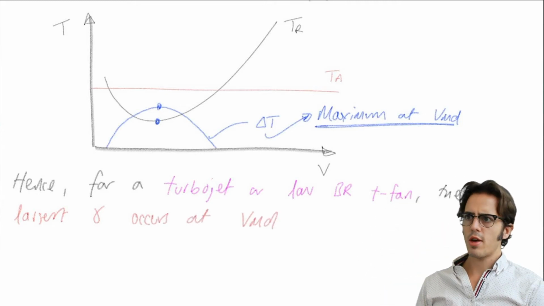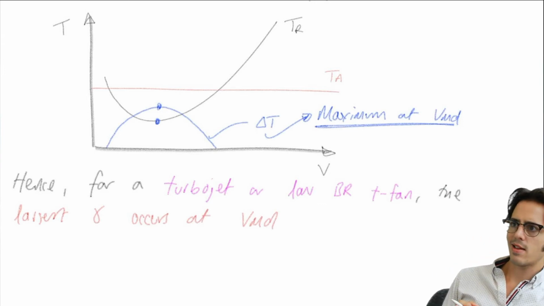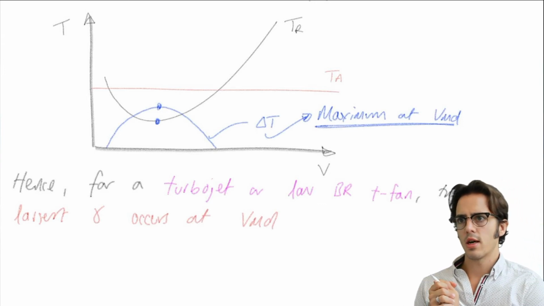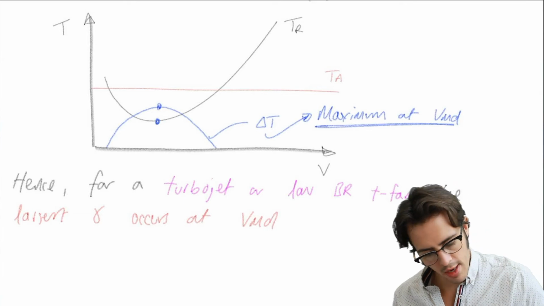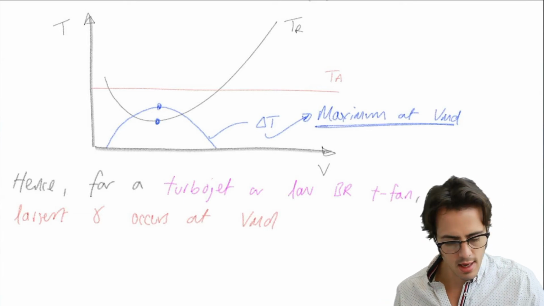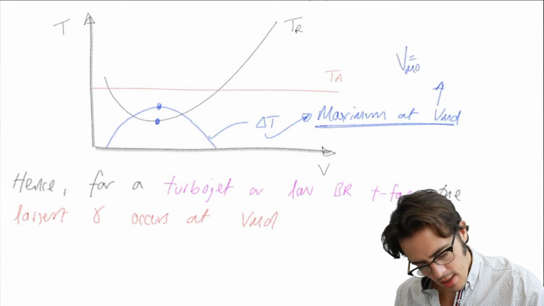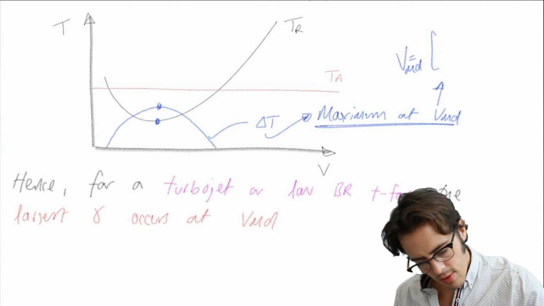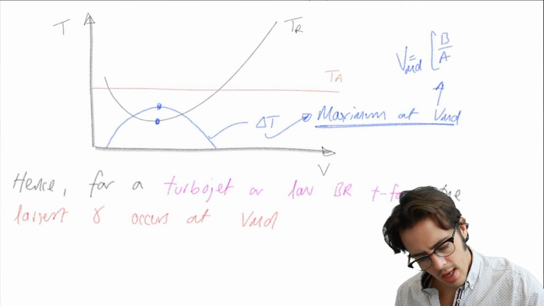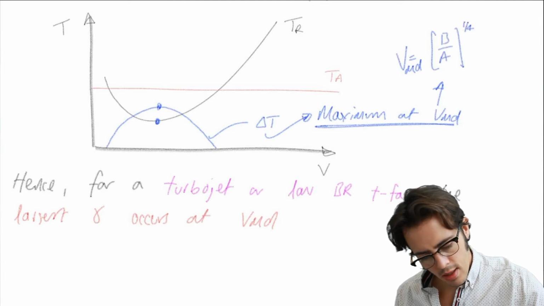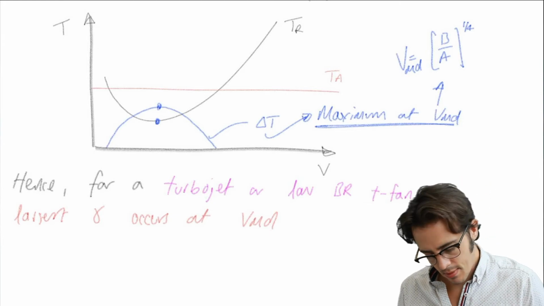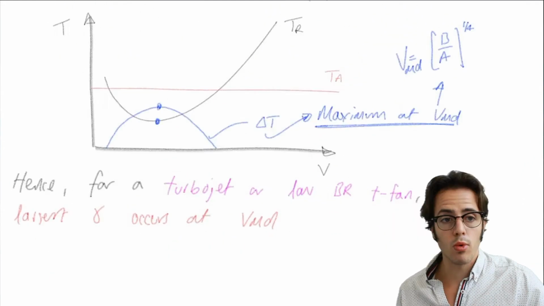Okay, so for a turbojet or a low bypass ratio turbofan, the largest gamma occurs at VMD. And we know VMD is the velocity associated with CL at minimum drag, which is B on A to the power of a quarter. Okay, so that's for a thrust engine.